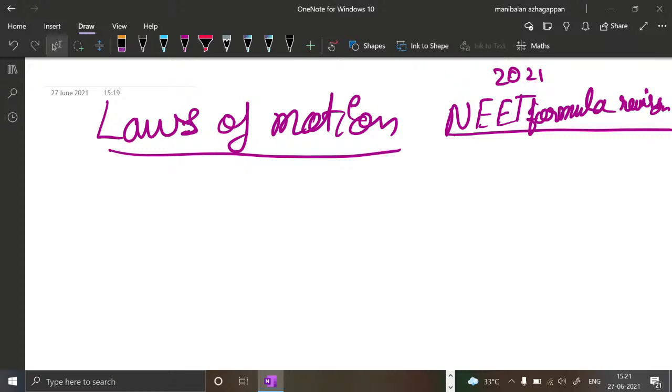Today I'm going to review the formulas from laws of motion and projectile motion. First we'll see what the laws of motion are and what formulas are related to them. Then we are going to do projectile motion. It's like a revision, so we are just going to touch all the concepts and the important formulas in this particular topic.